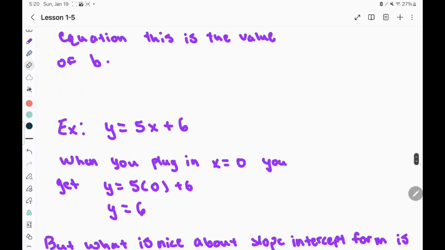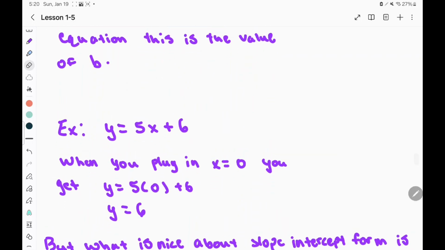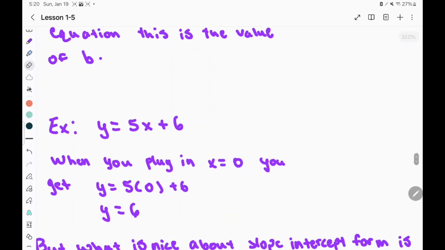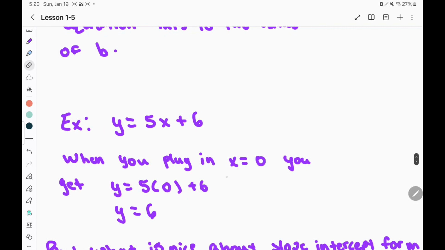Even if we didn't particularly know that the y-intercept was 6, we can check it. Like I said, the y-intercept is when our x value is equal to 0. So I can just substitute the value x equals 0 into this part right here, and I get y equals 5 times 0 plus 6. 5 times 0 is 0, plus 6 will give me 6. So that's an easy way to check what the y-intercept is, if we just didn't remember what it was.